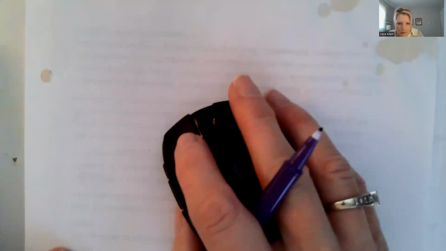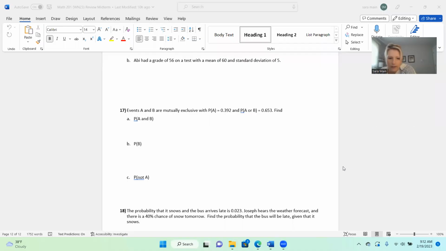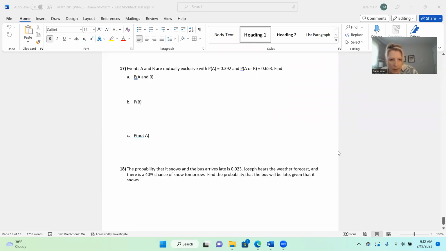Okay. So let's go back to the review for the last problem here, number 18. Says the probability that it snows and the bus arrives late is 0.023. Joseph here's the weather forecast, and there is a 40% chance of snow. Find the probability that the bus will be late given that it snows. Okay, so let's go to the paper to work this out.